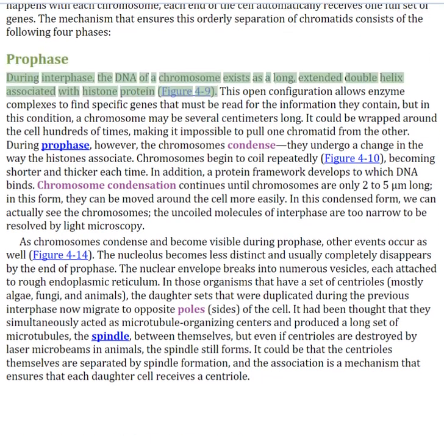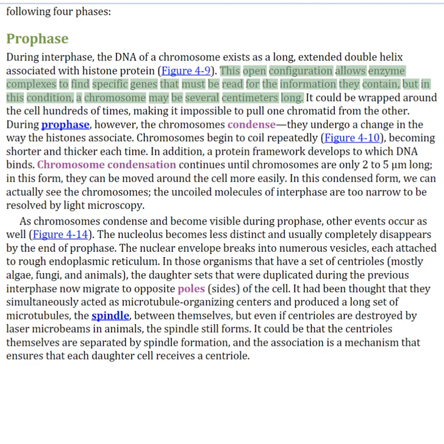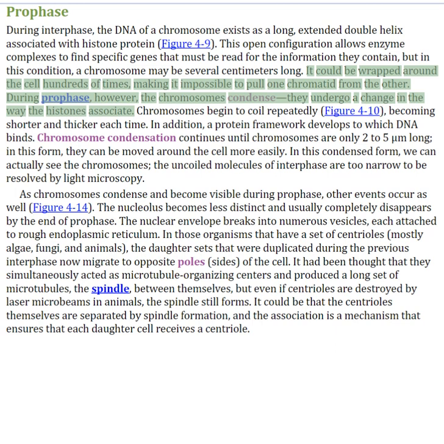Prophase. During interphase, the DNA of a chromosome exists as a long, extended double helix associated with histone protein. This open configuration allows enzyme complexes to find specific genes that must be read for the information they contain, but in this condition, a chromosome may be several centimeters long. It could be wrapped around the cell hundreds of times, making it impossible to pull one chromatid from the other.